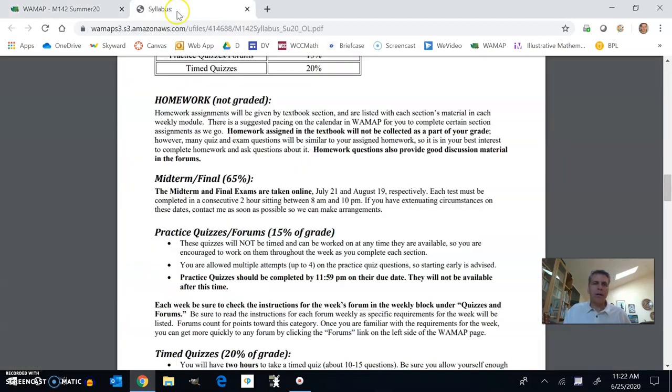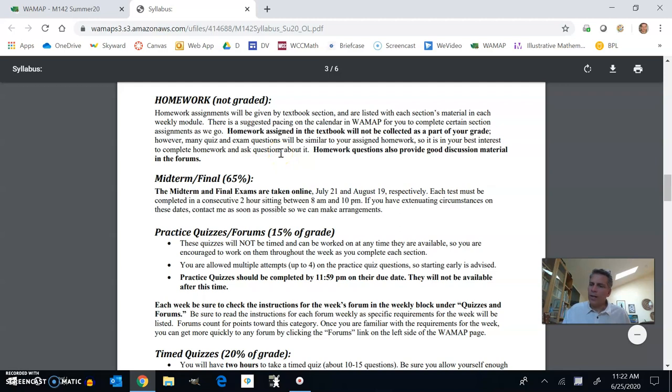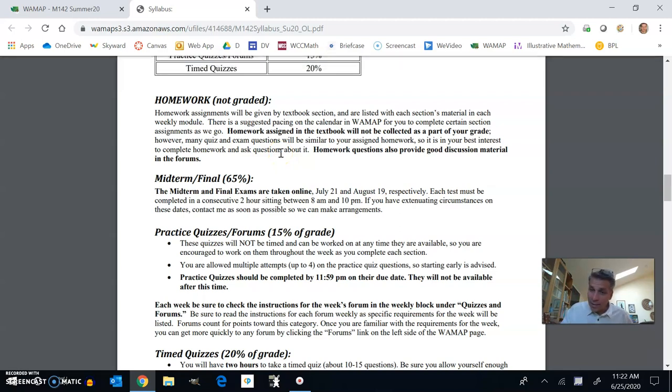That's just homework right there. So homework, it's not graded. It's not part of your grade. It's good practice, though. If you're doing it and feeling comfortable on it, you'll do great on tests and quizzes. If you have questions on it, you can post them in the forums.